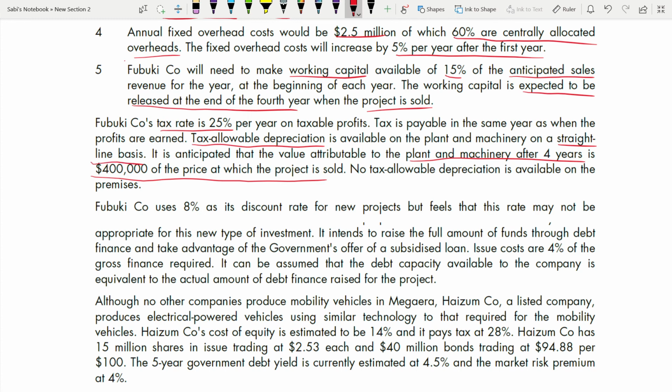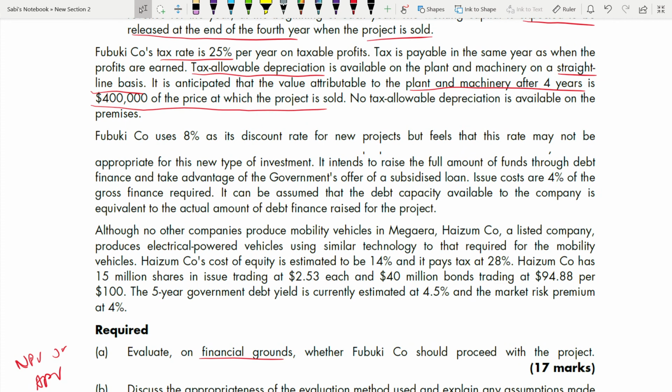Now, Fubuki uses 8% as a discount rate for new projects but feels that this rate may not be appropriate for this new type of investment. They're using a discount rate for new projects. For your assumptions, you might have to state the rates which you pick. It intends to raise the full amount of funds through debt finance and take the advantage of the government's offer of a subsidized loan. There is an issue cost of 4% of the gross finance required. What is the issue cost?